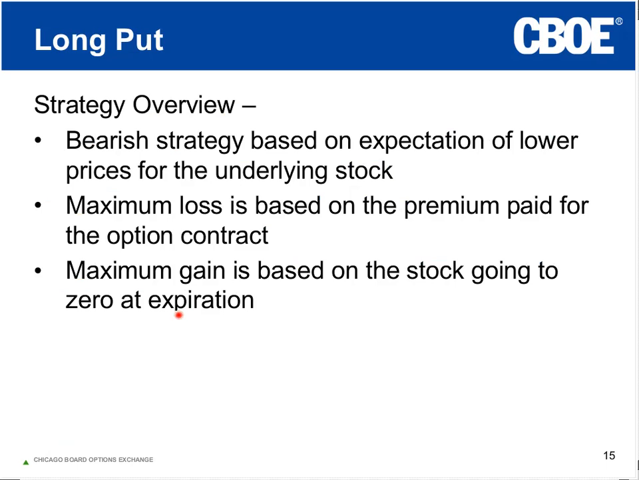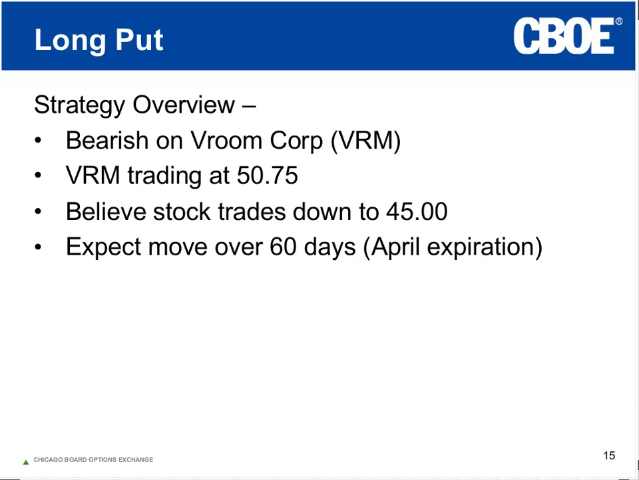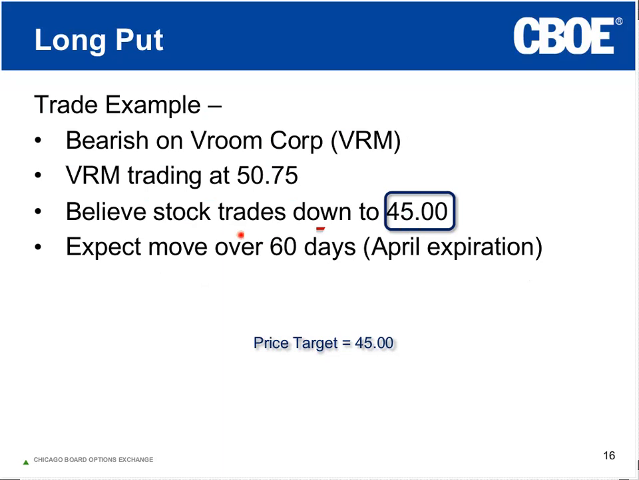I'll refresh that thought as we take a look at my bearish outlook. We're not looking at XYZ. We're actually looking at Vroom Corp, VRM, another teaching company, not a real company. Let's say we've got VRM trading a little over 50, and we think the stock's going to trade down to 45. Now, again, we've got a price target of 45, and we expect that move to occur over a 60-day period. The timing is 60 days.